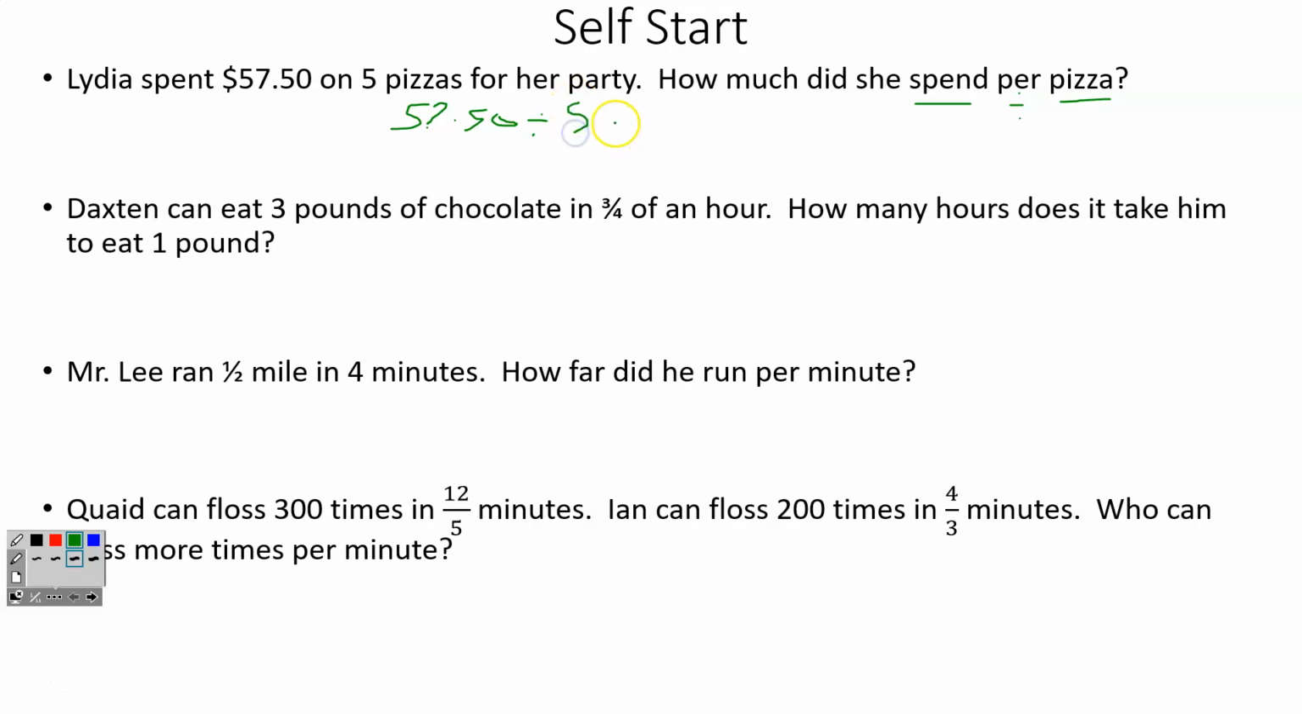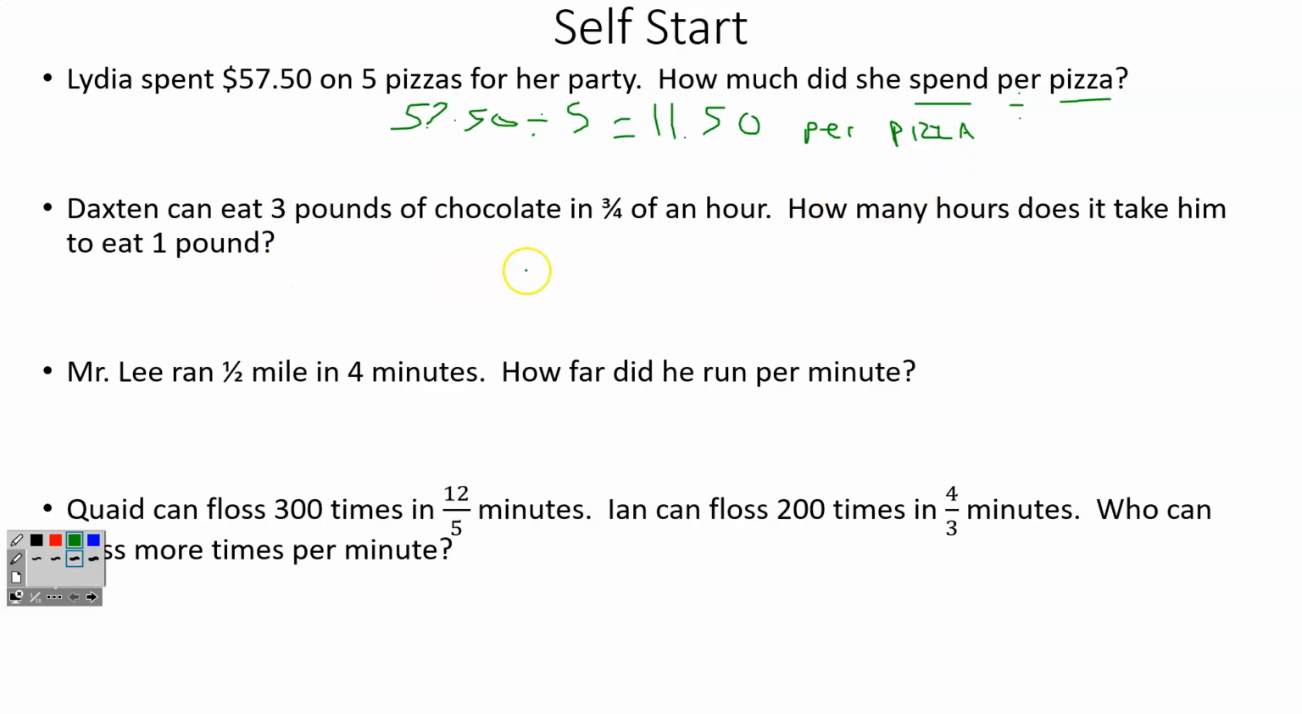57.50 divided by 5 is going to give me an answer of 11.5. That means she spent $11.50 per pizza. So I'm just going to label it because I think that will also help me get it right. So I'm going to try to do it the best I can.